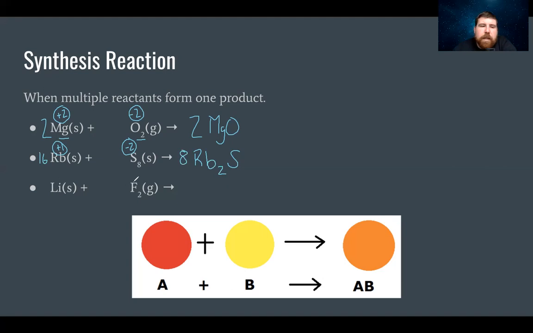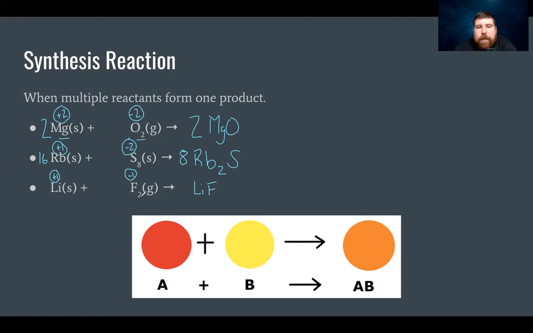Last but not least, go ahead and try this one. Pause the video, try it on your own, see if you can get it. I'm gonna go ahead and start this one now. So lithium normally has a +1 charge. Fluorine normally has a 1 minus charge. So this is a 1-to-1 ratio, LiF.